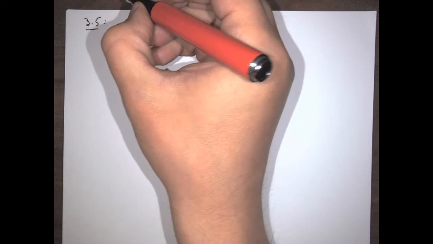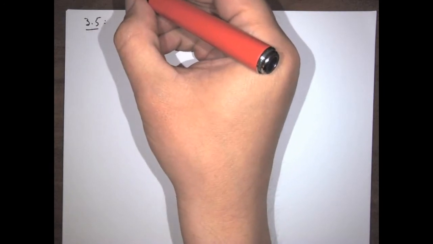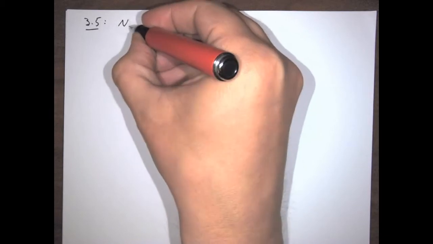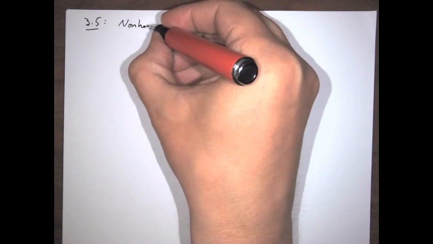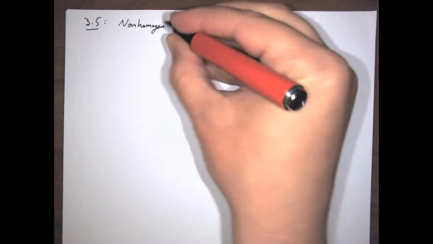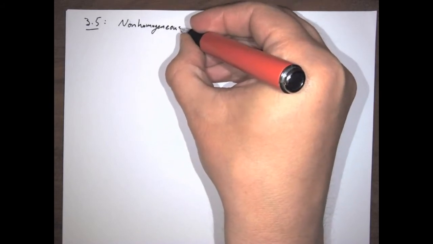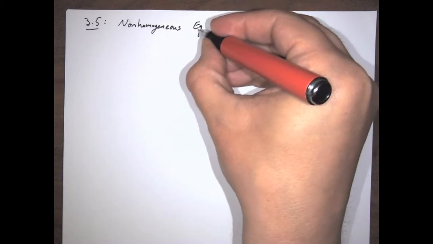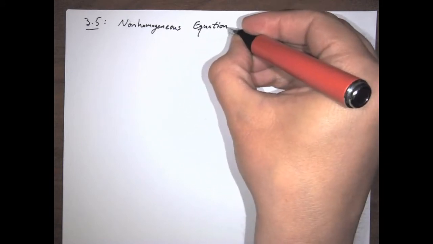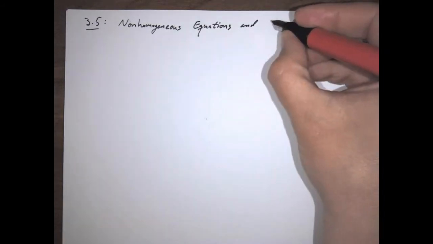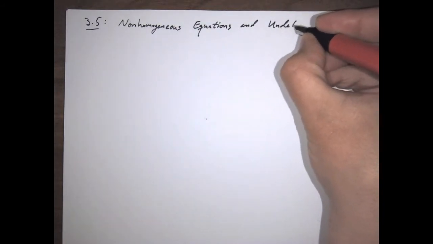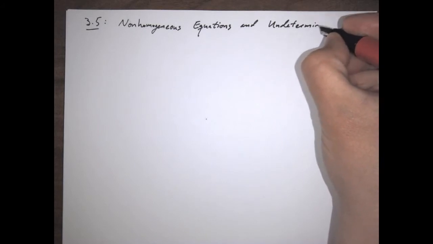So, today we're going to be talking about section 3.5, where we will be looking at non-homogeneous equations and undetermined coefficients.